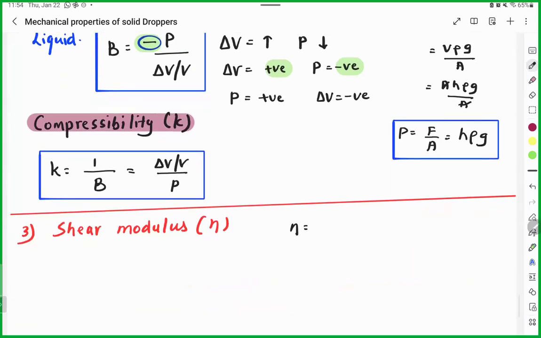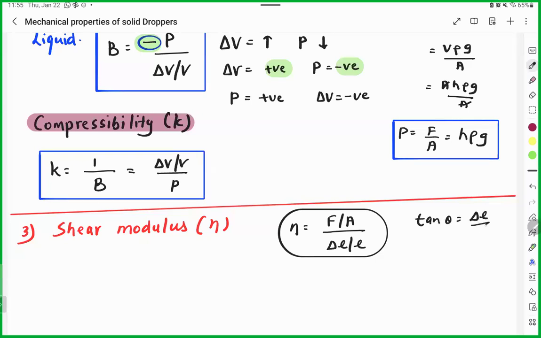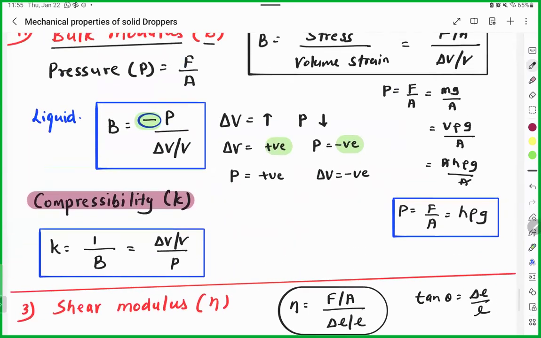Shear modulus is almost like your Young modulus. Why? It will be the same: force acting per unit area, change in length by original length. The key in the shearing modulus is that you focus more on the angle. Your tan theta becomes equal to delta L by L because we are bothered about the change in angle. And all the three are done. Any doubt?